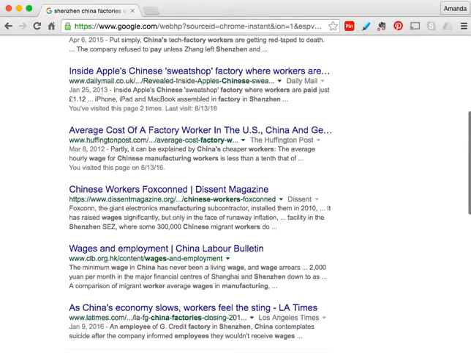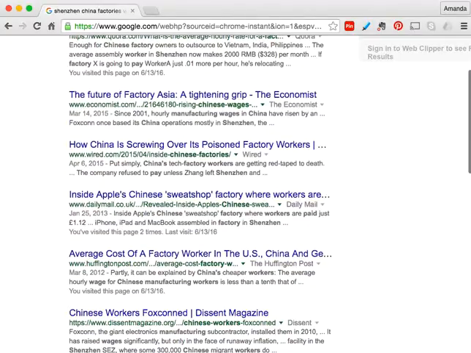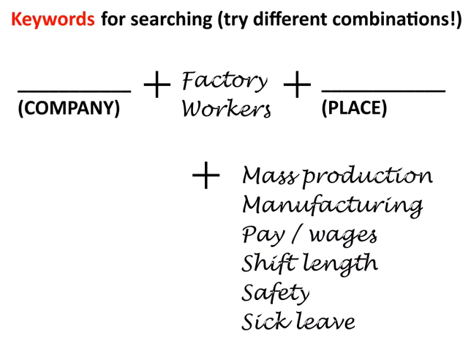And here are some other articles that I might try looking at. If you can't find the specific information for your company or factory, it may be important to find an average cost. How much are workers paid on average? What are conditions like for them in the factory? Okay, are you ready to continue your research?